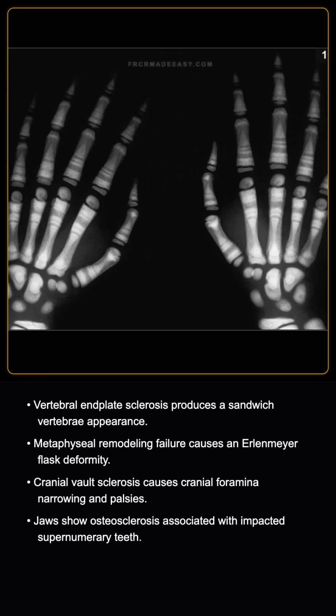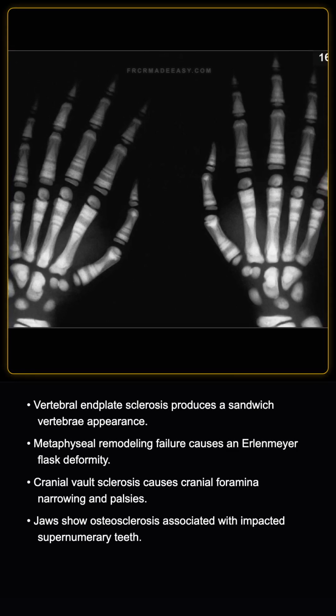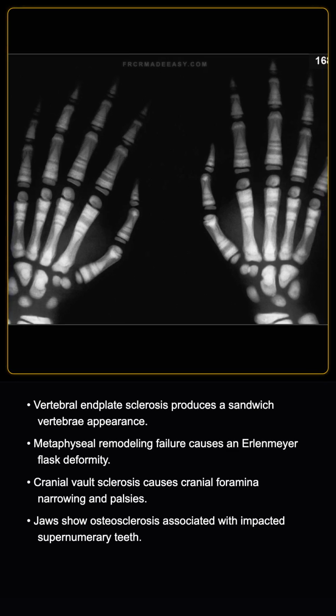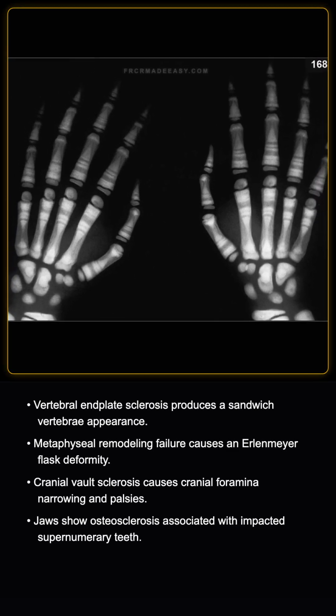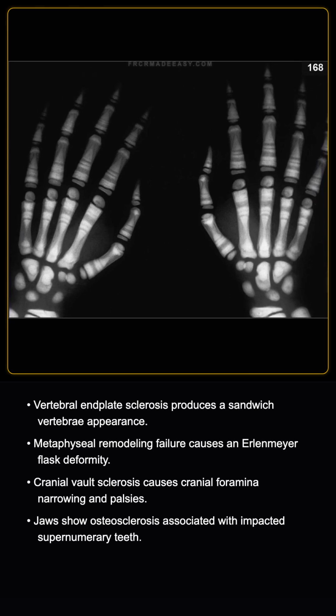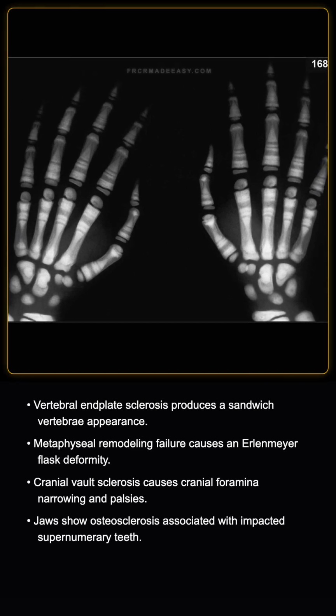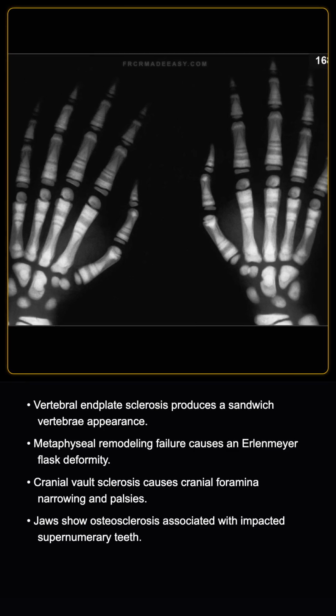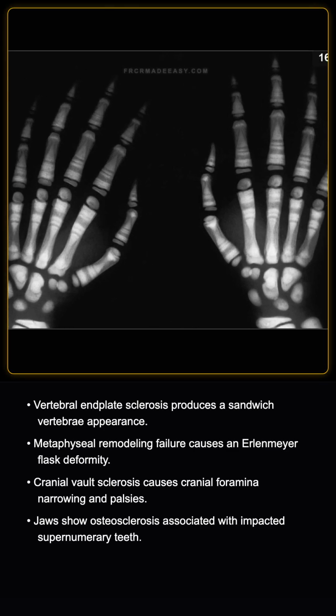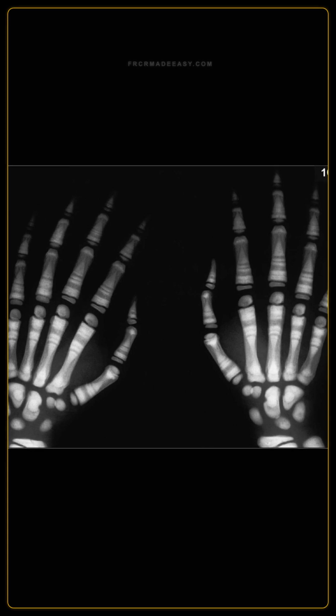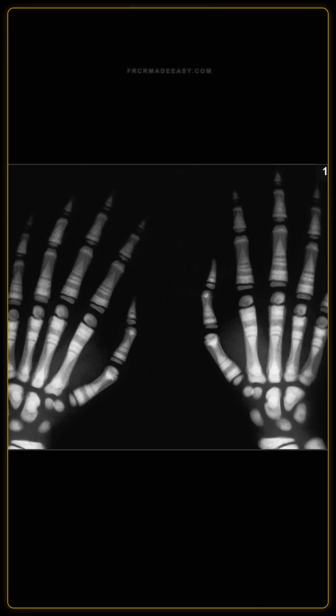Cranial vault sclerosis can lead to narrowing of the skull base foramina, causing cranial nerve compression and secondary blindness or deafness. In the jaw, diffuse osteosclerosis is frequently associated with impacted or supernumerary teeth and a high risk of osteomyelitis. How would you manage this patient as a radiologist?